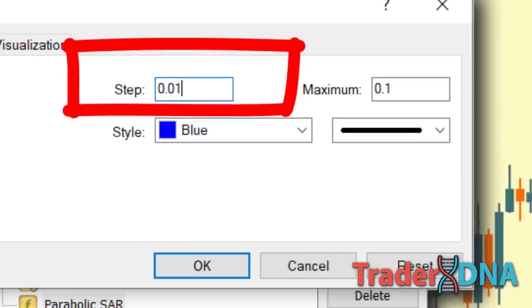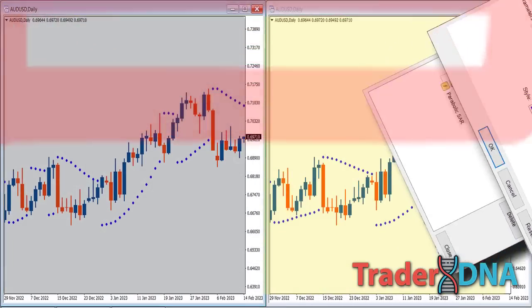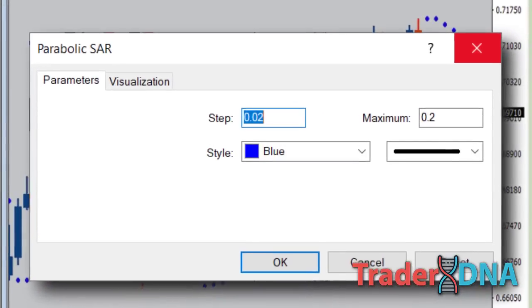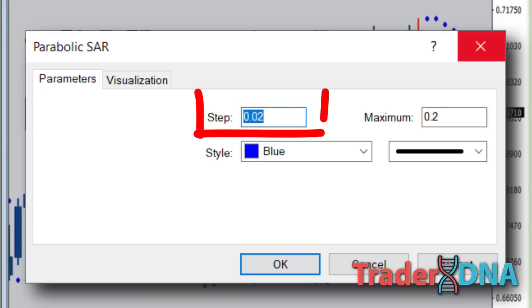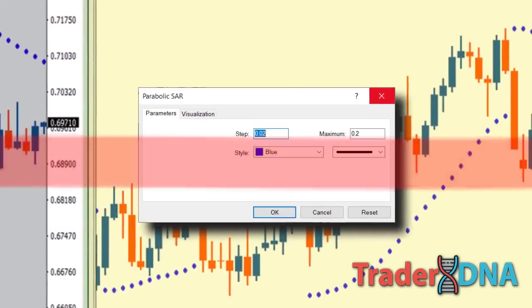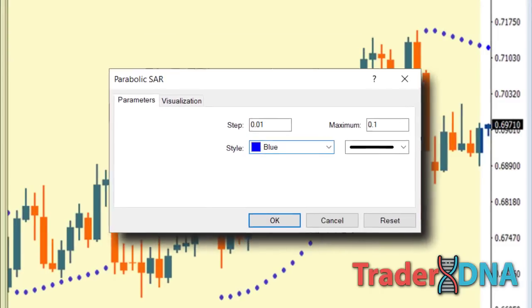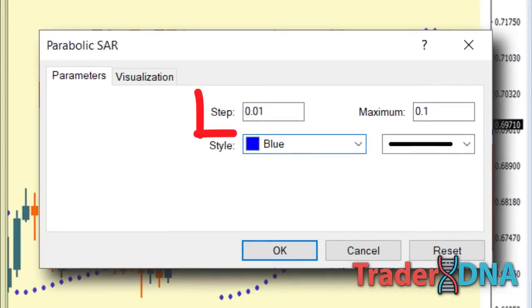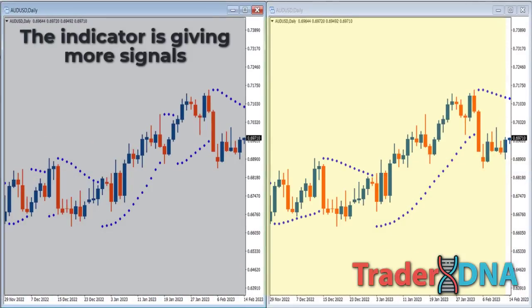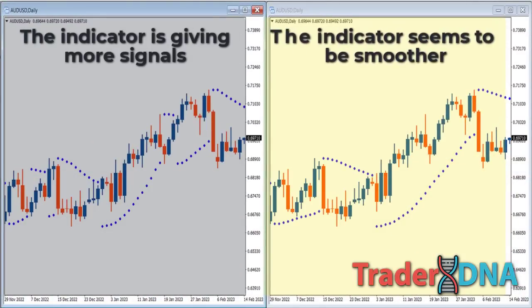Let's compare how sensitivity impacts the SAR signals. On the left chart, we see the default setting of 0.2 for the increment. On the right chart, I set the increment to 0.01. We can see right away that the SAR on the left chart is giving more signals, whereas on the right chart, the indicator seems to be smoother.